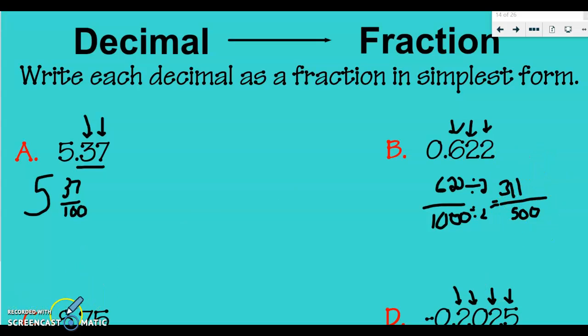So for C, we have 8.75. So again, the farthest decimal place is the hundredths, so you have 8 as a whole number, and then your fraction is going to be 75 over 100. 75 over 100 should be a fraction that you know, pretty simple. It ended up to be 3/4. Or you can take this and divide by the greatest common factor of 25.